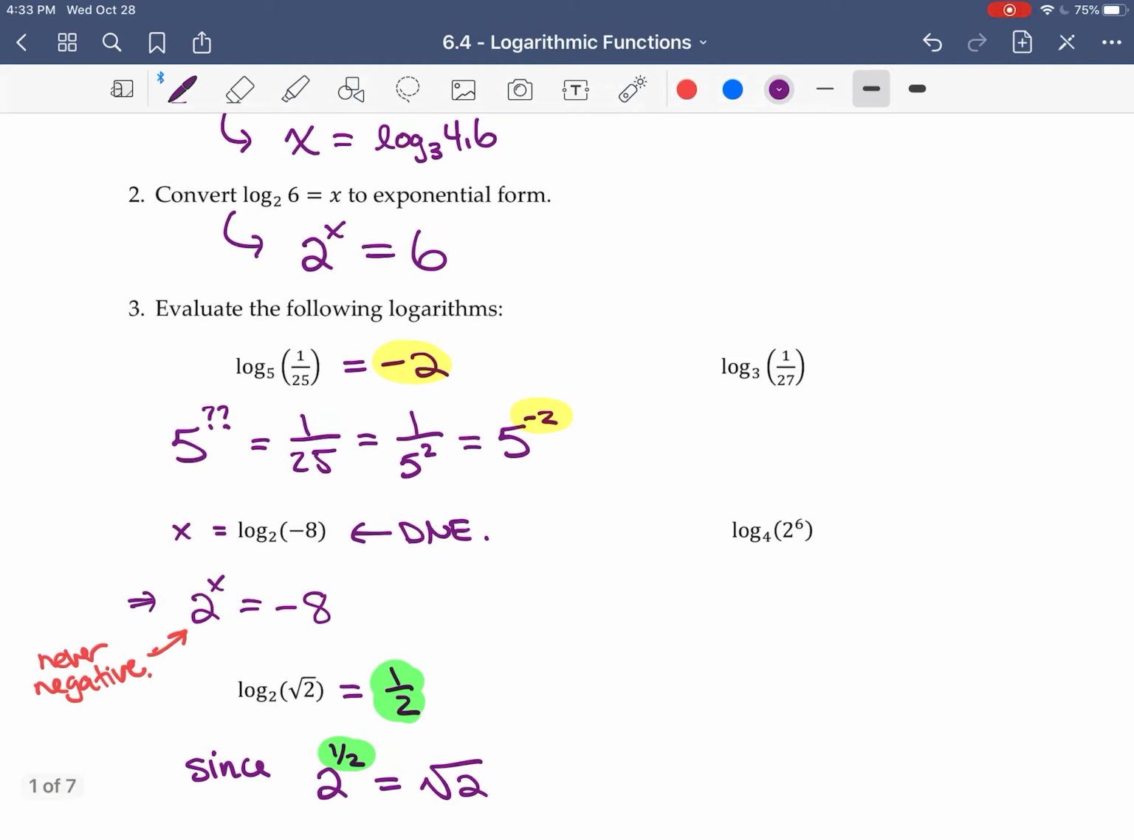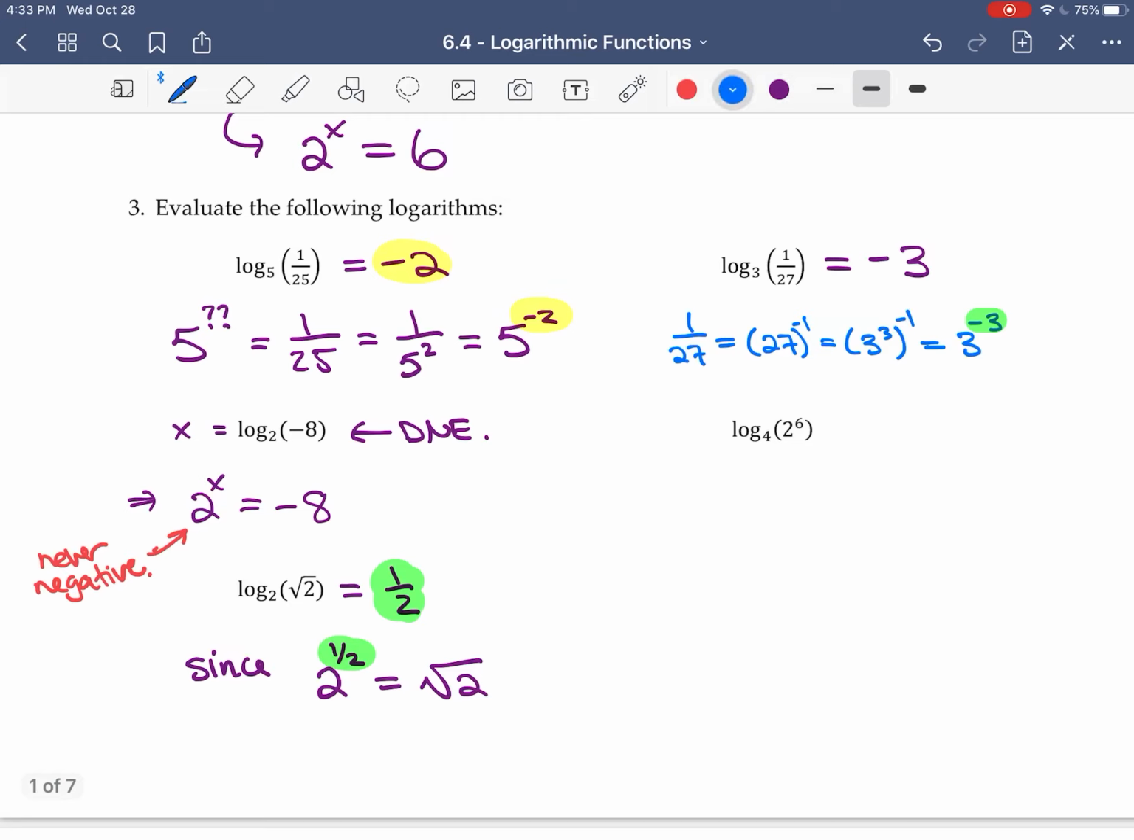Now, to compute log base 3 of 1 over 27, we want to note that 1 over 27 is the same as 27 to the negative 1, and 27 is 3 cubed, so that's 3 cubed to the negative 1, which is 3 to the negative 3. So we want to know what power do I need to raise 3 to get 1 over 27. That power is negative 3. So this log is equal to negative 3.